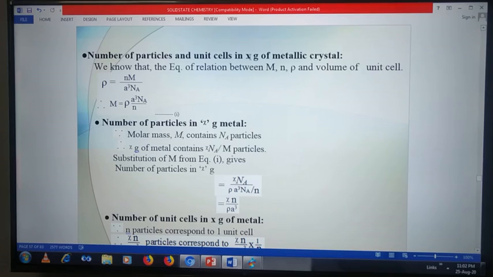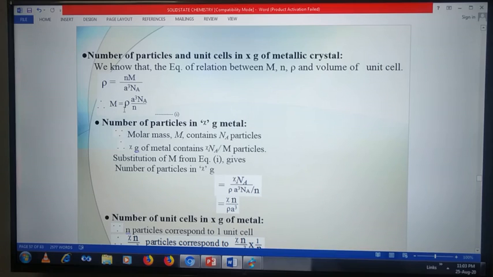So for that purpose, we find the relation for x gram of metallic crystal and the number of particles and unit cells. Already we know the equation relating molar mass, number of particles, density and volume of unit cell. The relation is rho, which is the density, equals nM upon a cube NA, where n is the number of particles, M is the molar mass, a is the edge length so a cube is the volume, and NA is Avogadro's number. If we rearrange this equation, we get molar mass M equals rho a cube NA upon n.